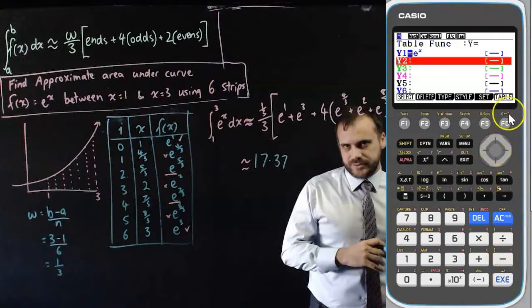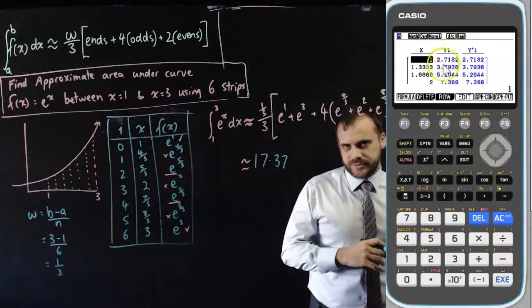Now that I've done that, I can click this table button, and it'll give me a table here. Now, it doesn't give me the first column that I had before, but it gives me those x values, and it gives me those y values right there. It goes all the way down to 3. All right, just scrolling up and down.